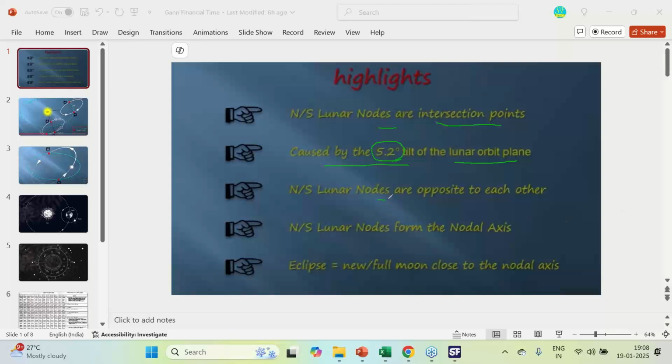Then these lunar nodes are opposite to each other, so you have the southern node and the northern node. These lunar nodes form the nodal axis. Axis means one line. And new moon, full moon, and eclipse: an eclipse happens when a new moon or full moon is close to the nodal axis. These are the conclusions you can see from this lunar node concept.